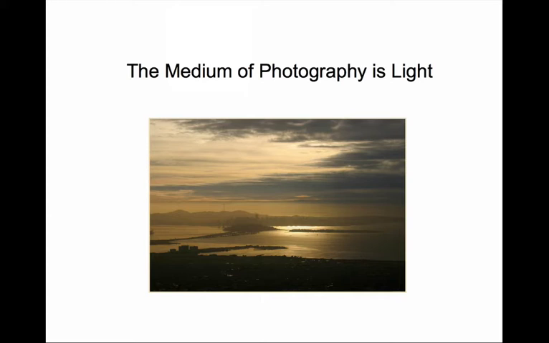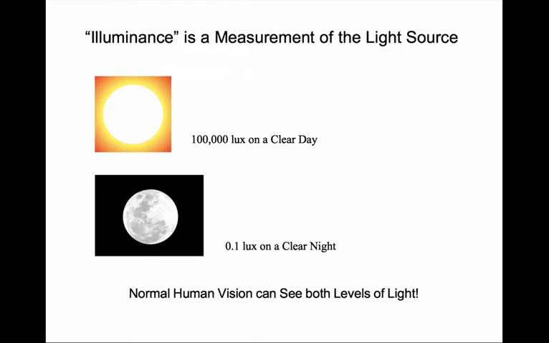So as we all know, we take a lot of time trying to be at the right place at the right time because the light does make a big difference in our images. First, let's look at the two types of light. There is what we call illuminance, which is a measurement of the source of light. So in the case of our daily lives, the sun puts out about 1 million times as much light as a full moon on a clear night.